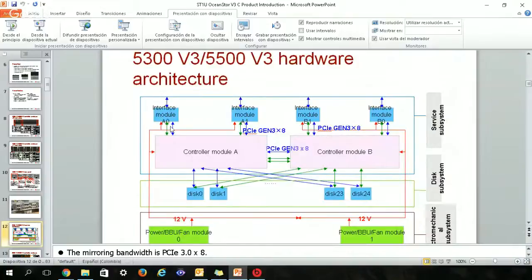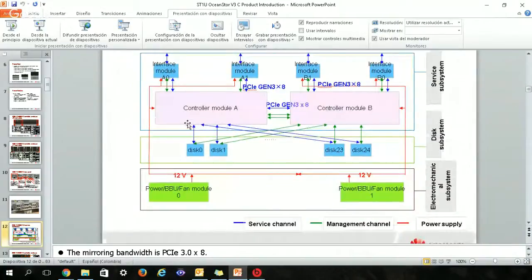So what are these lines? These lines were explained about the service channel and management channel. It means that in order to manage, I have the dedicated channel, and I have the power supply, and also the service channel and the management channel. So I have communication to see what is going on with the interface modules and the control modules.